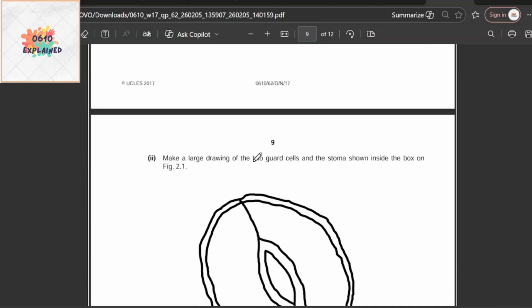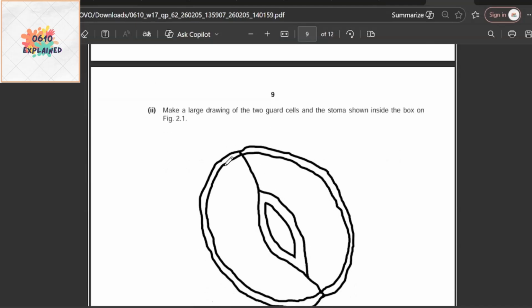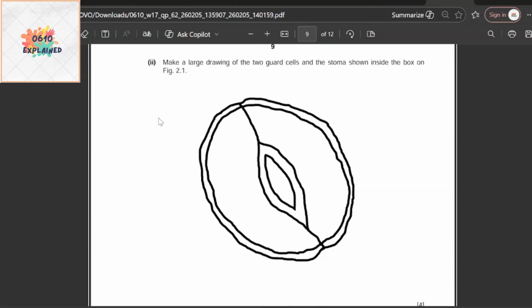Now next is your drawing, which is a compulsory kind of question for your biology ATP paper. Make a large drawing of two guard cells and the stoma shown inside the box in figure 2.1. So you have to see that there is one mark for a single continuous line. There is no shading allowed in this diagram. They have mentioned very precisely that they want to see only two guard cells and the stoma between them.